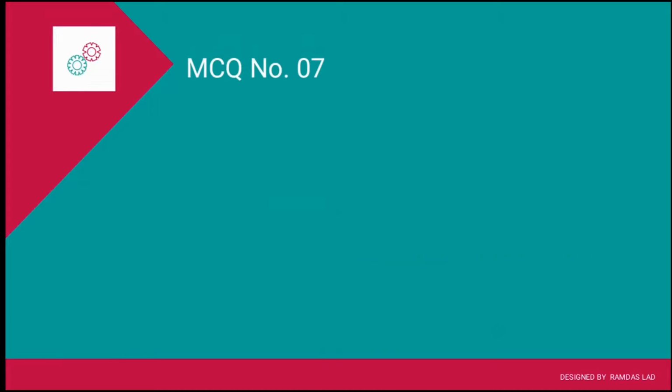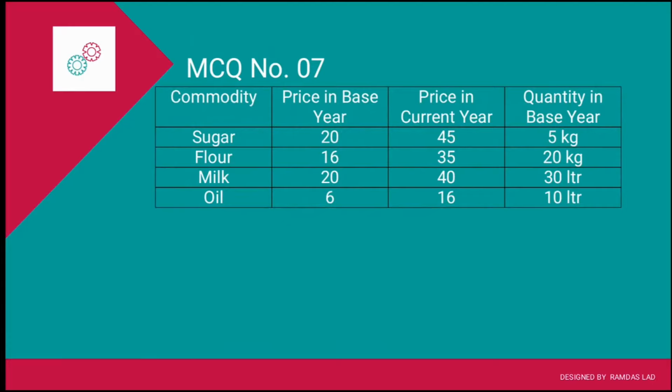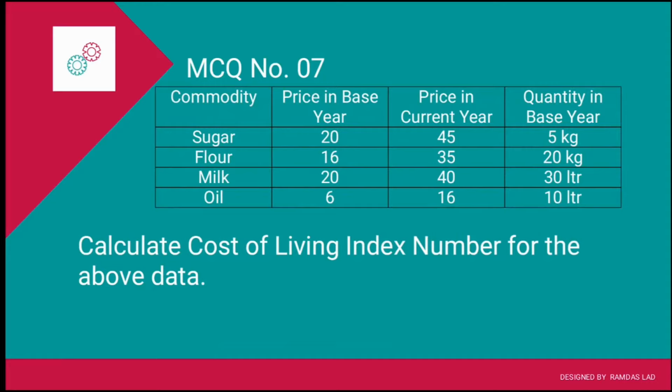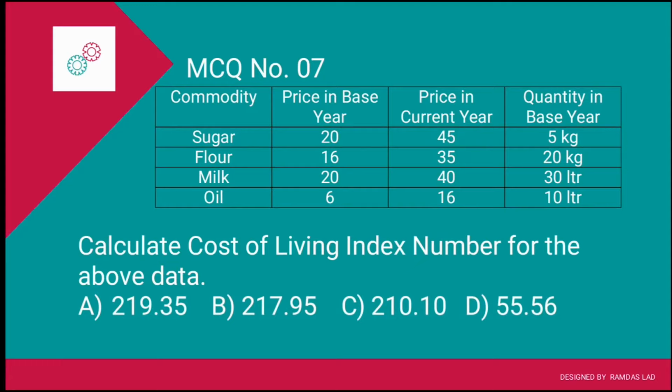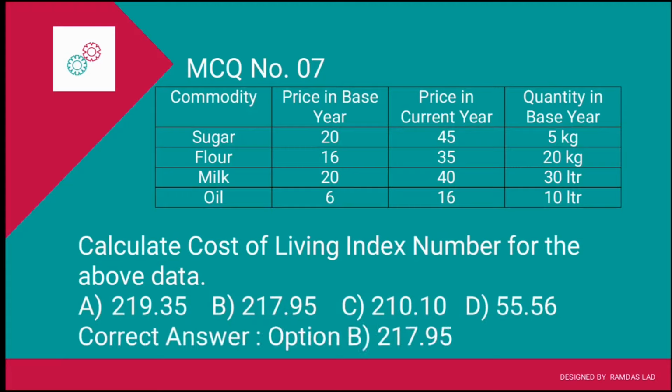Now question number 7. Similarly, again the same chart is used here and the question is asked, calculate cost of living index number for the above data. So here you have to calculate the cost of living index number for this data and options are given: A 219.35, option B 217.95, option C 210.10 and option D 55.56. If you calculate the cost of living index number for this data, so you will get the answer. Option B is the correct answer, 217.95.